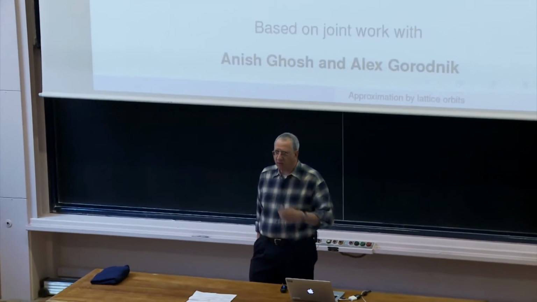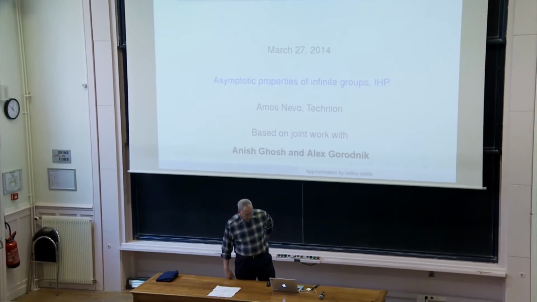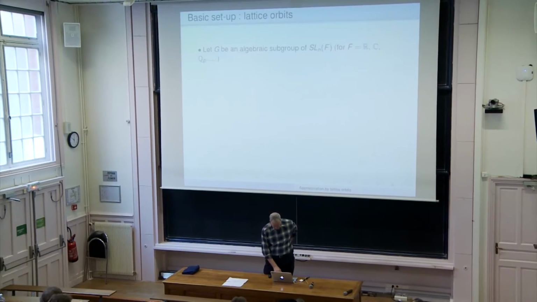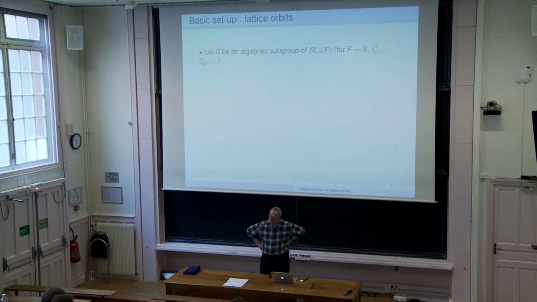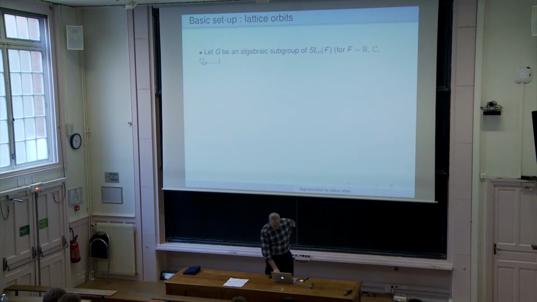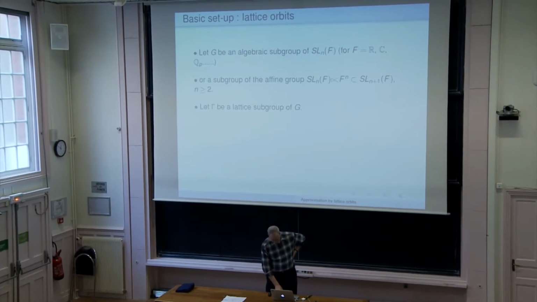I would like to start with a few very concrete examples of the kind of results that are going to appear a little bit later. So let G be an algebraic subgroup of SL_N(F), for F equals R or C or Q_p; the field can be really quite general. We will also consider subgroups of the affine group, SL_N(F) semi-direct product with F^n, which we typically view as a subgroup of SL_{N+1}. And we consider a lattice subgroup of G. Gamma is a lattice subgroup of G.